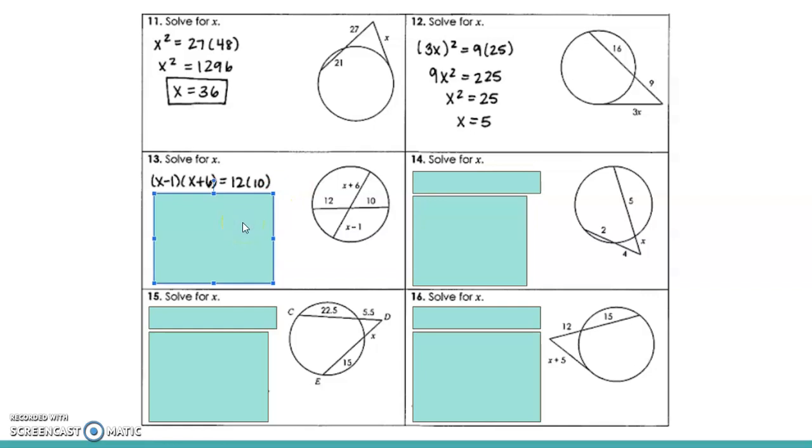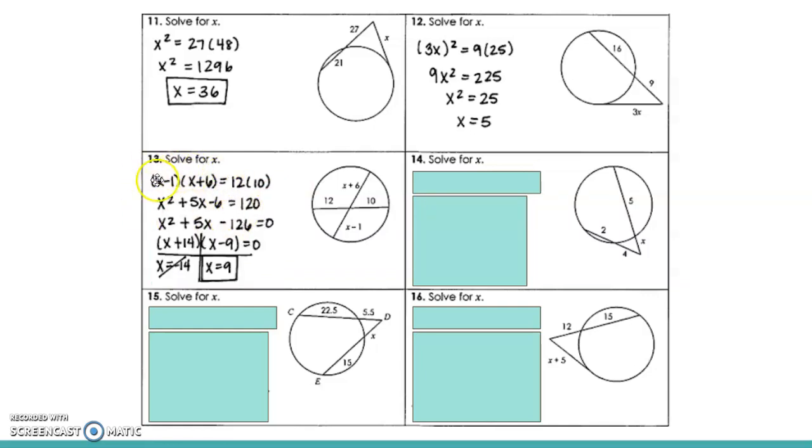When we do this, on the left side, we are going to have to distribute and find that x squared plus 5x minus 6 equals 120. We have to get one side equal to 0 before we can solve, so we have to subtract 120 over, and then from there, we're going to factor out the left side. Once we factor out our left side, if it's still equal to 0, we're going to set each part equal to 0. So x plus 14 equal to 0, and that gives us x equals negative 14, and x minus 9 equals 0, and we're going to find that x equals 9.